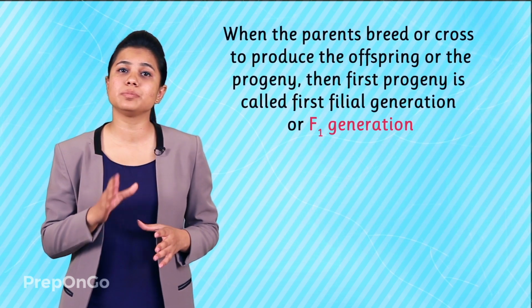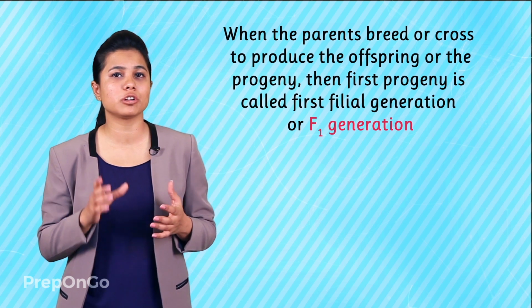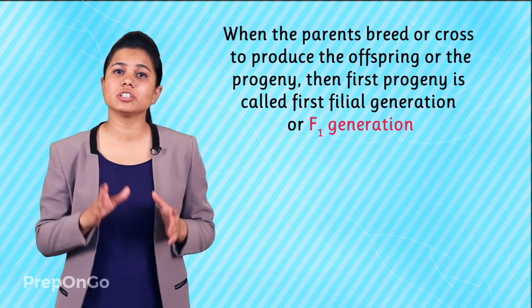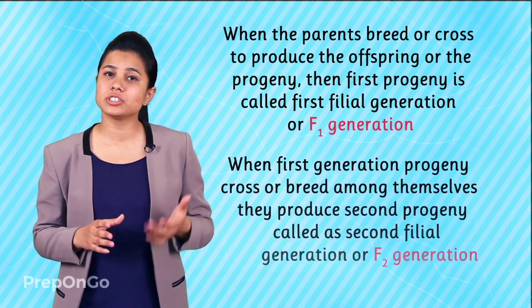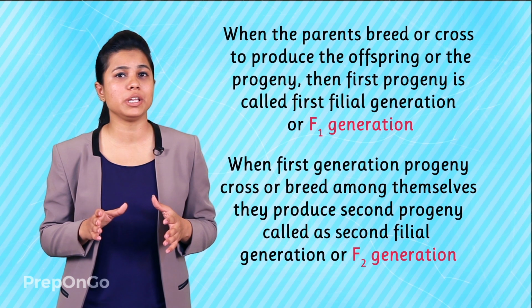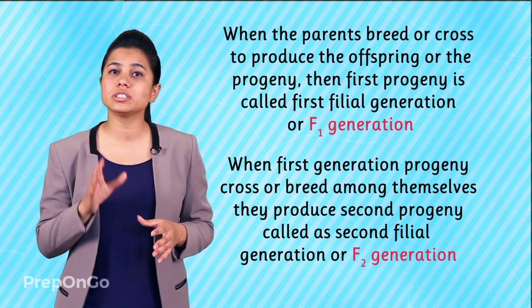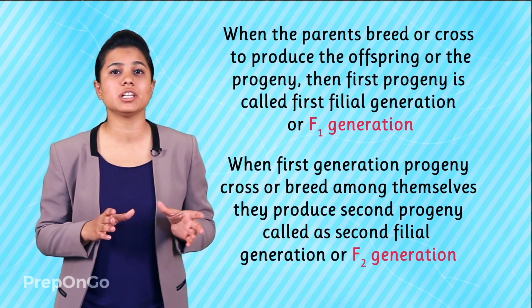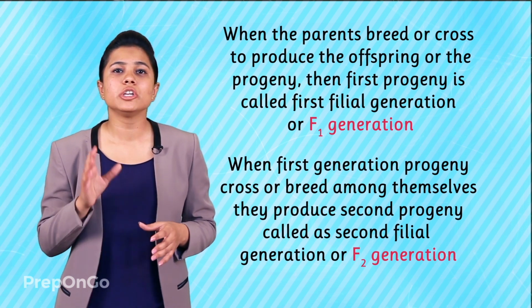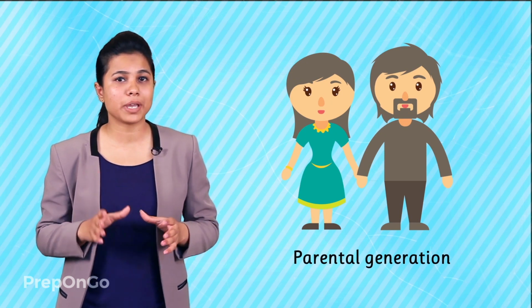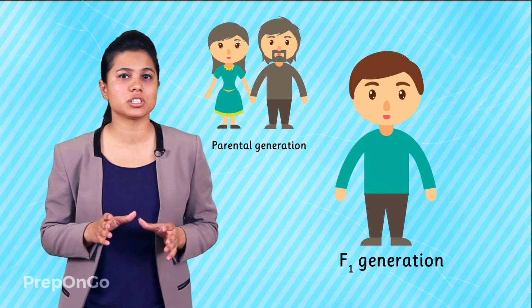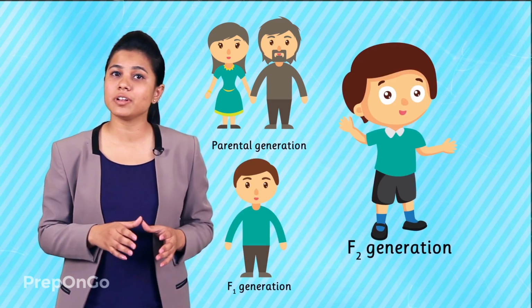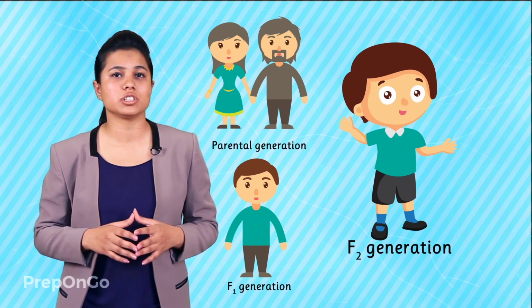Now when the parents breed or cross to produce the offspring or the progeny, the first progeny is called the first filial generation or the F1 generation. When the first generation progeny crosses or breeds among themselves, they produce the second progeny, which is called the second filial generation or the F2 generation. You can understand it in simpler words: mother and father are the parental generation, children are the first filial generation or the F1 generation, and the grandchildren are the second filial generation or the F2 generation.